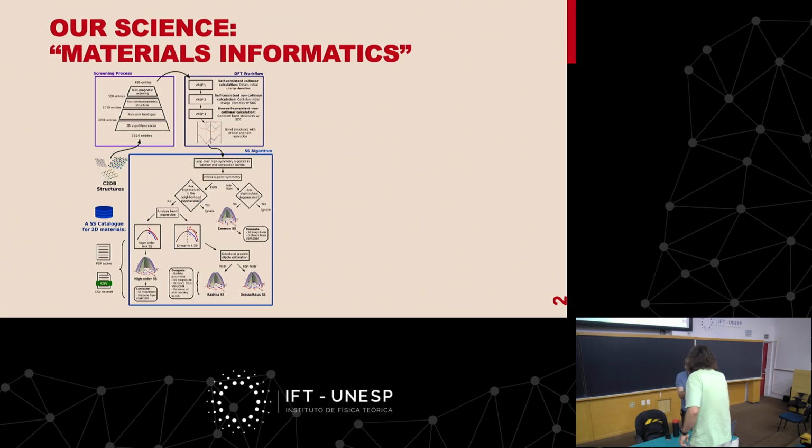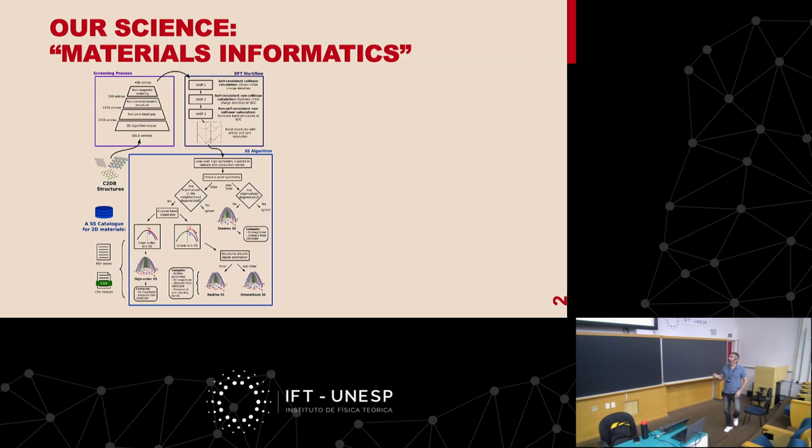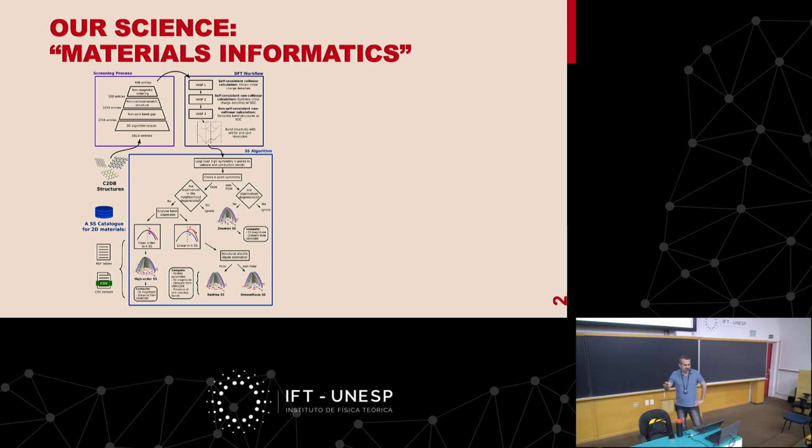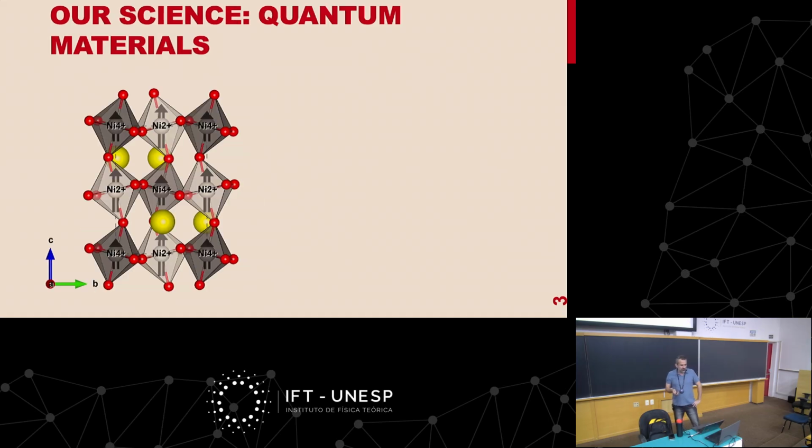Let me just show you very briefly what we are doing there at USP. We work basically in the area of computational material science, and we are working mainly in three big directions in our group. One is materials informatics, that is the topic of this talk today. It's a way of merging material science and condensed matter physics with data science tools and machine learning.